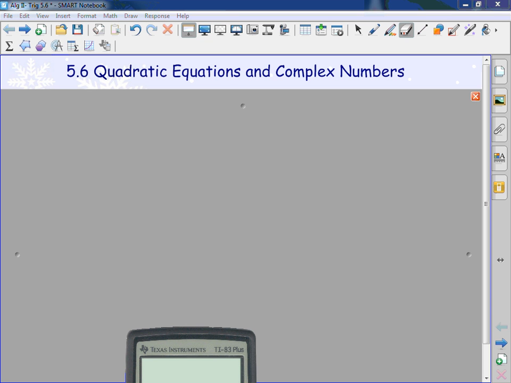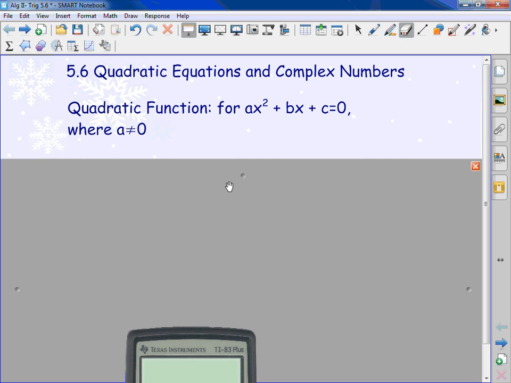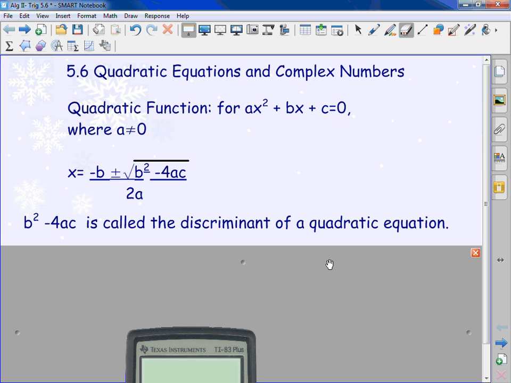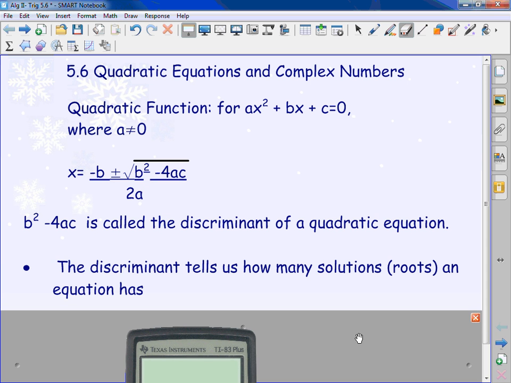Quadratic equations, complex numbers. We already know the quadratic function ax squared plus bx plus c equals 0, where a is not equal to 0. We've been dealing with the quadratic function, or the quadratic formula. The new part is called the discriminant, b squared minus 4ac. What's on the inside of the radical? The discriminant tells us how many solutions, roots, x-intercepts an equation has.